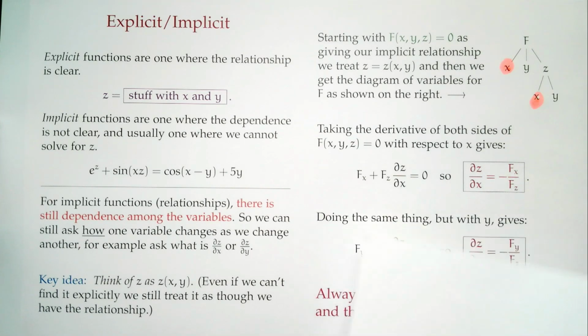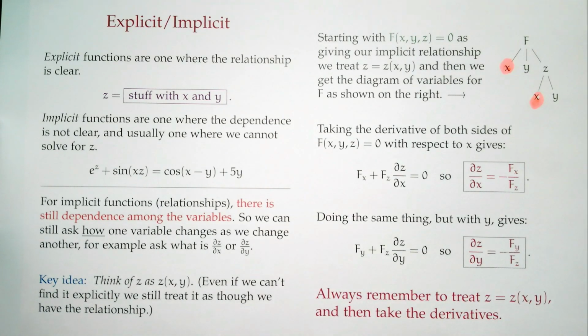You can do the same thing with respect to y. And if you do that, you get that partial z partial y is negative f sub y over f sub z. The key idea is you always treat z as a function of x and y, and then take the derivatives. Even if you don't explicitly write it down, in your mind, that's how you think of it.